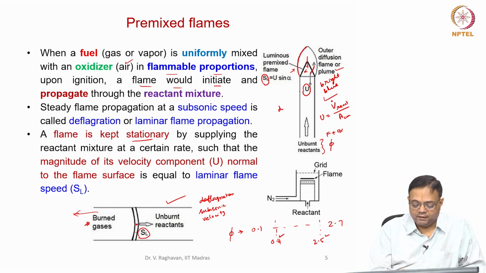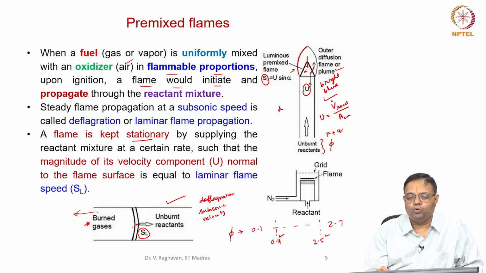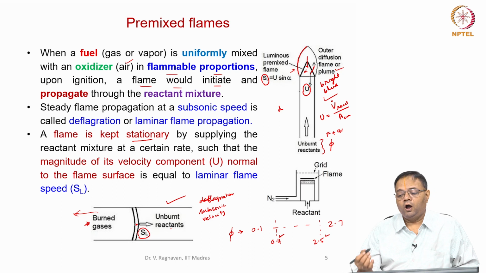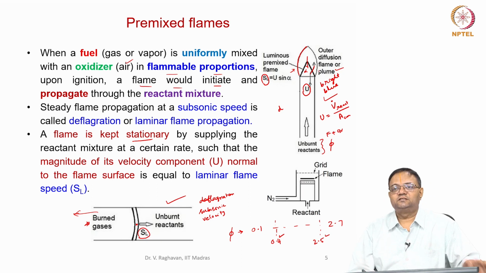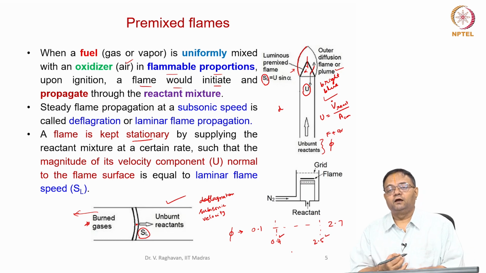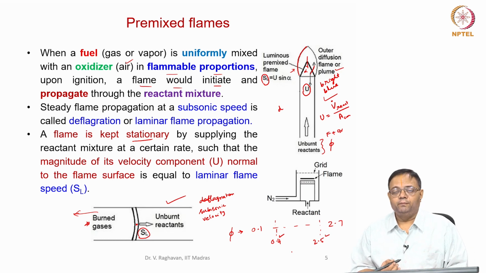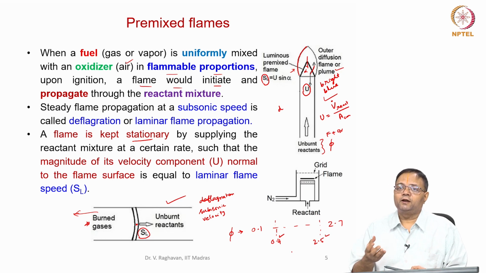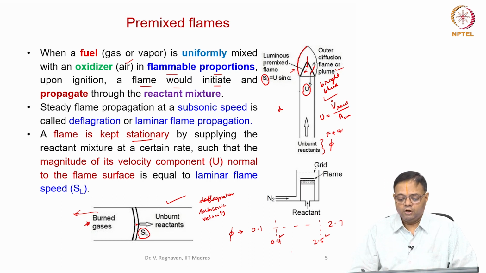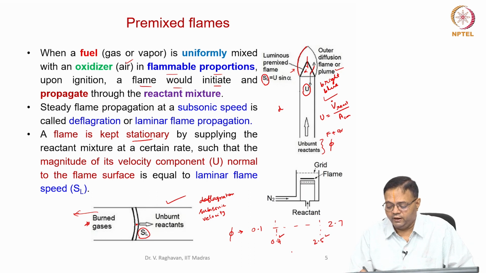So, I can either make the premixed flame propagate through the unburnt reactant and consume it, or I can make the flame sit stationary on a port of a burner and calculate the SL. So, the characteristic of a premixed flame is the rate at which it propagates perpendicular to the unburnt reactant, or we can say the rate at which unburnt reactant goes through the flame in the perpendicular direction is called laminar flame speed.